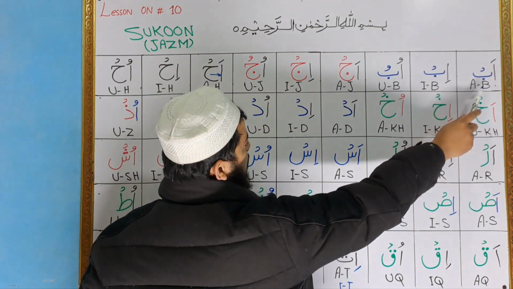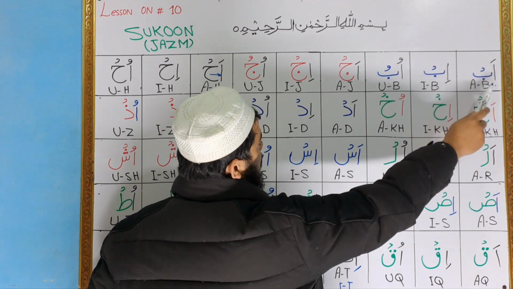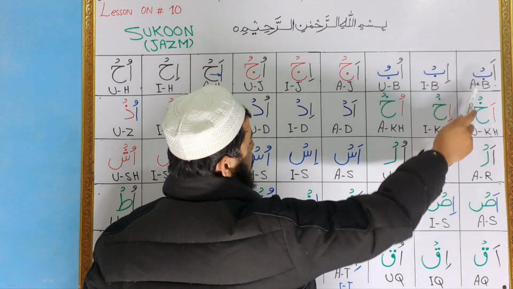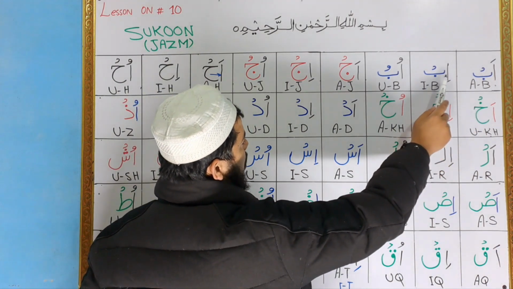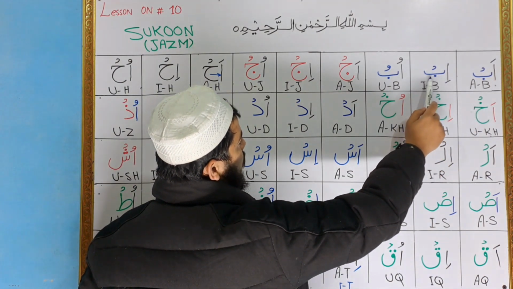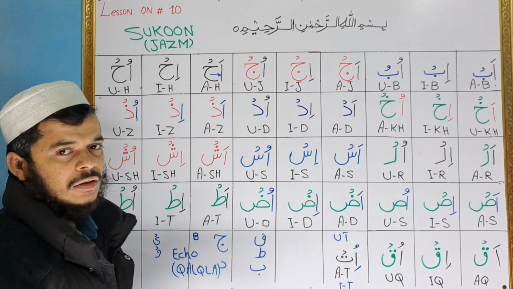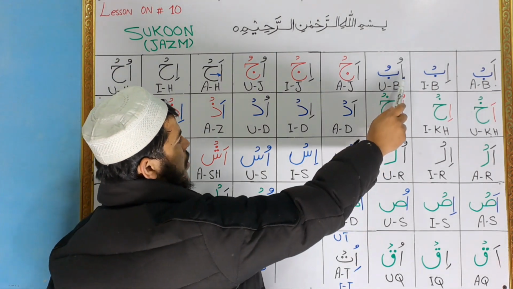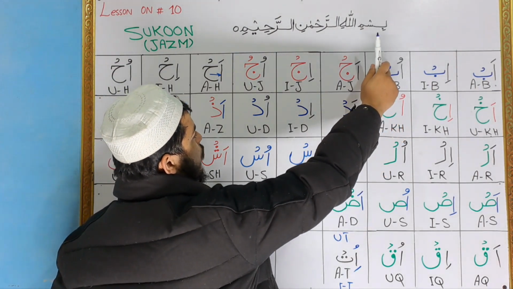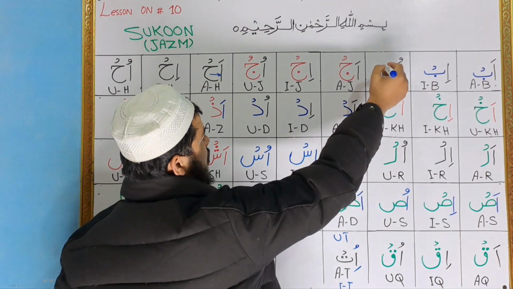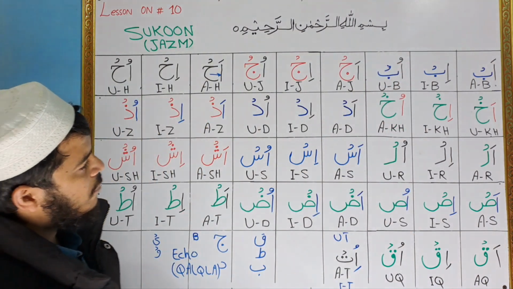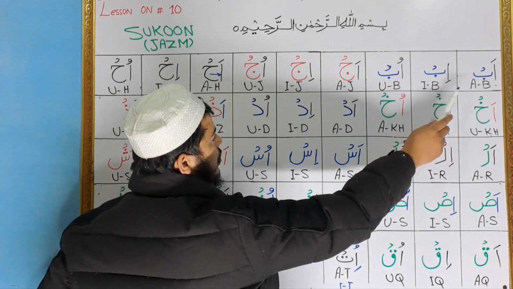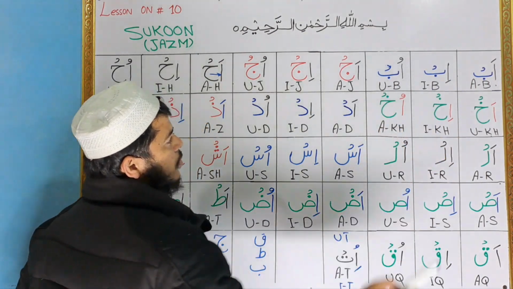Okay, the sound will bounce back. So this is an echo letter. Alif with fatha will be called a, and because of ba we will add b sound. Ab, alif ba kasra, ib, and alif ba dhamma, ub. Okay, this is sukoon sign. So we will write it ab, ib, ub.